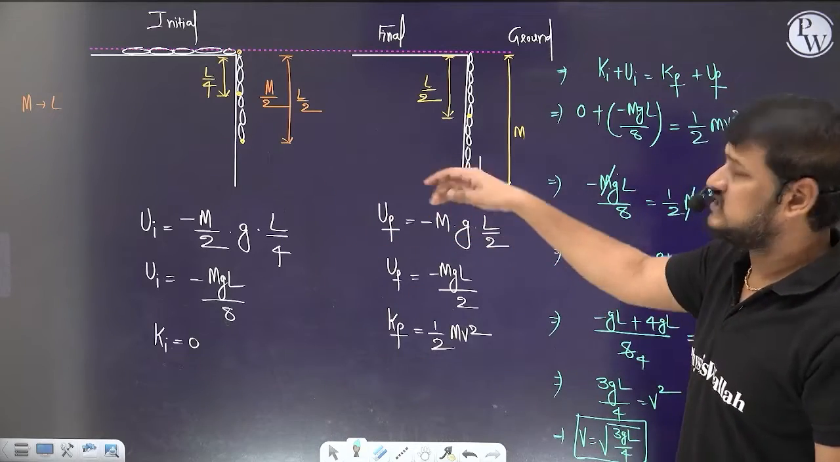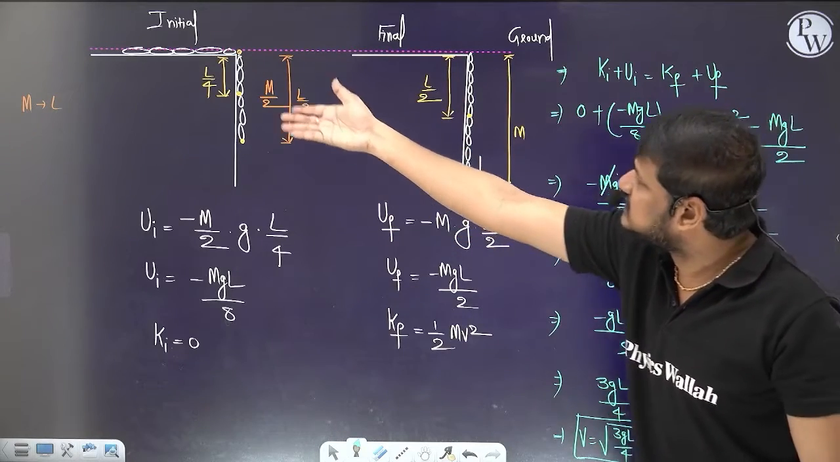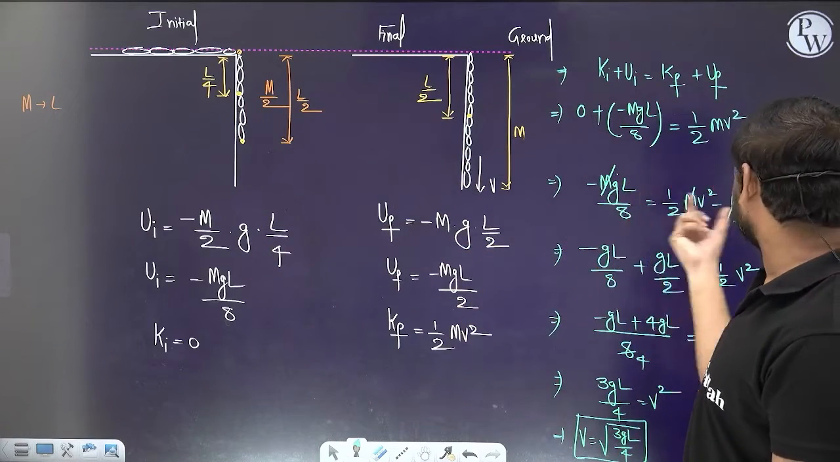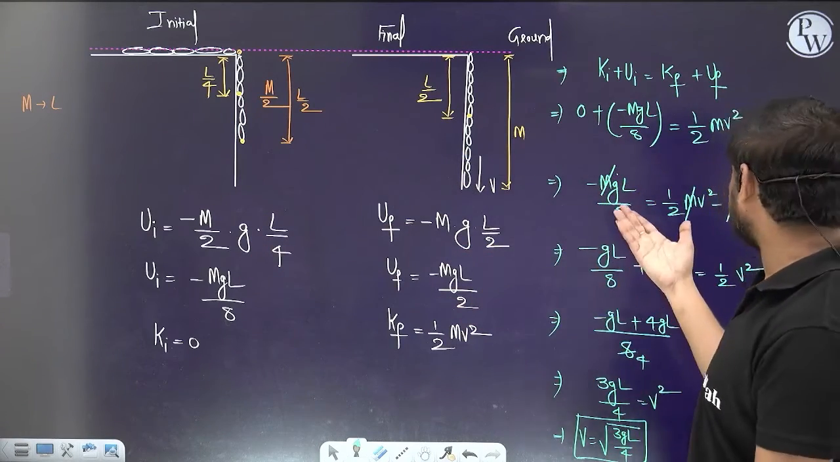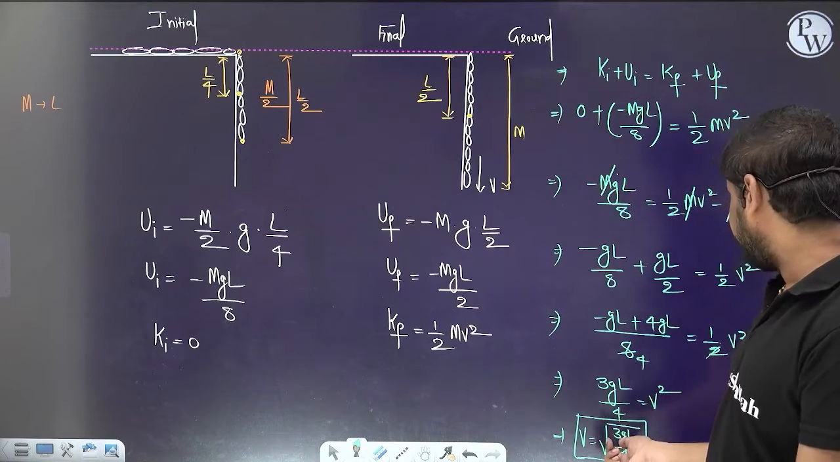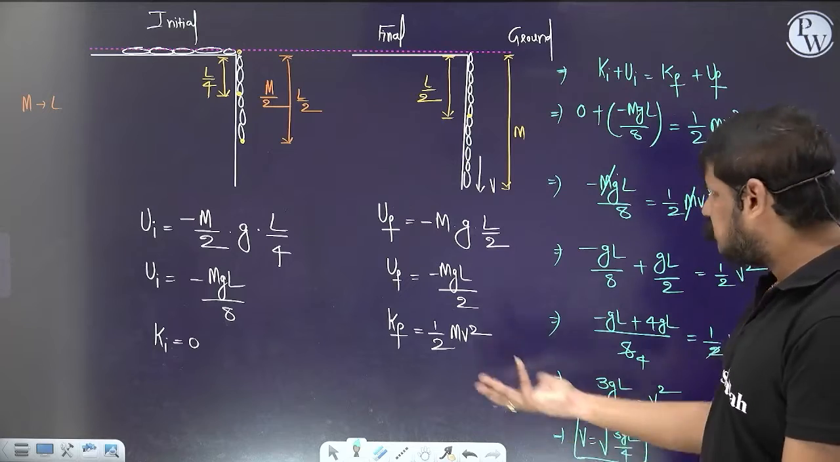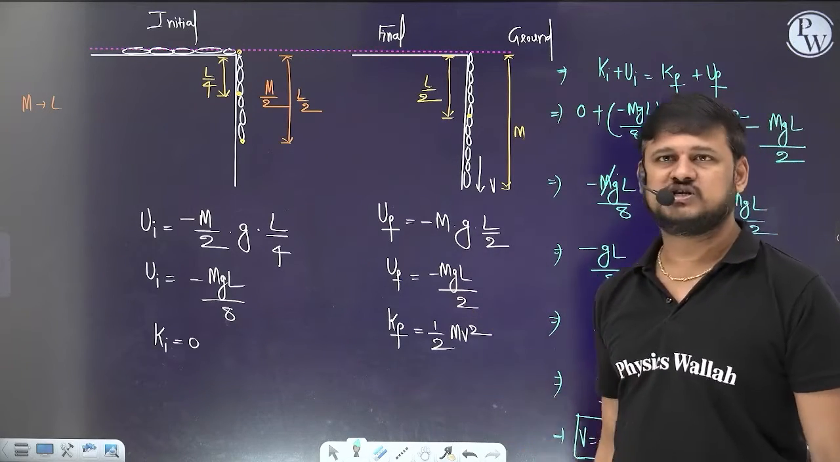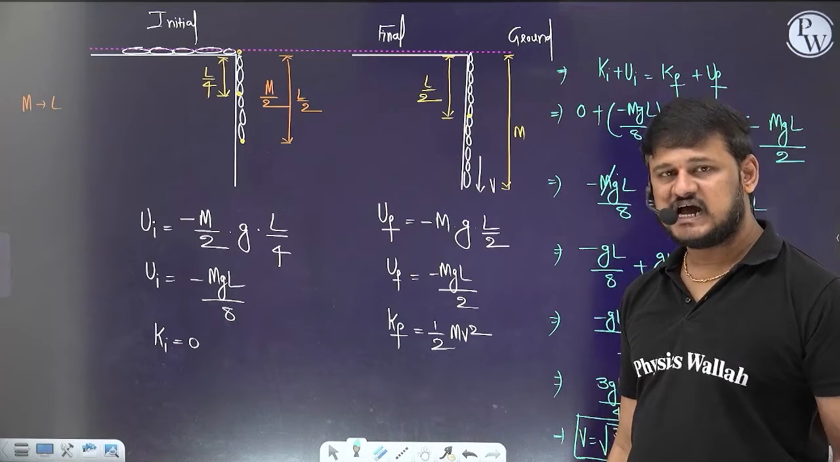The same question they can give with values like the chain length is something and chain mass is something. The mass may not be given because the mass gets cancelled, and they ask us to take the g value. If you know g and L, then you can solve the numerical value also if they gave it in the question. Clear guys? Understanding? Sure.